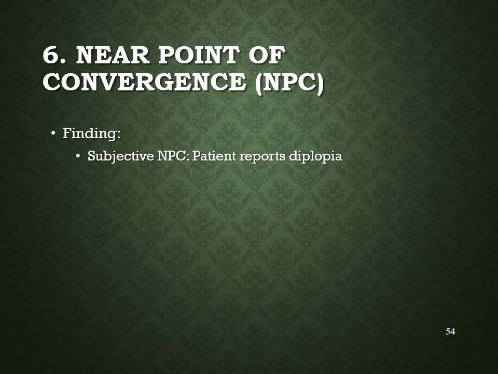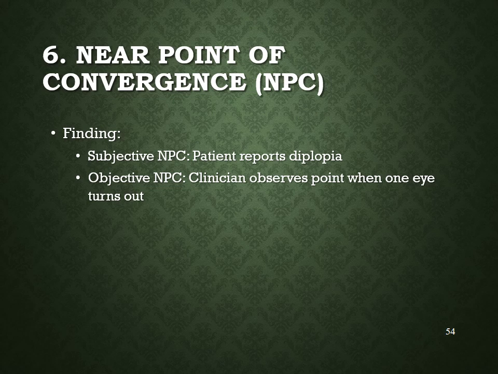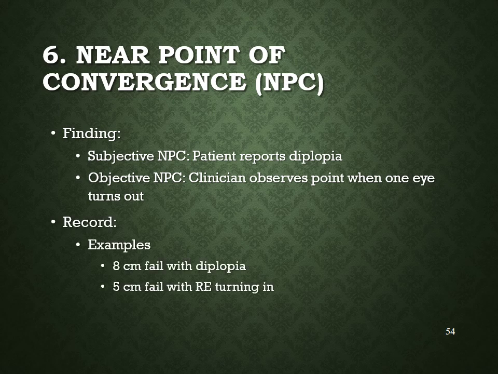So the findings for the NPC: subjective, where the patient reports diplopia, or objective, where the clinician or optometrist observes the point when one eye turns out. How do you record the NPC? For example, 8 centimeters filled with diplopia, if your patient reports diplopia, or 5 centimeters with right eye turning in. That means the right eye turned in at 5 centimeters.